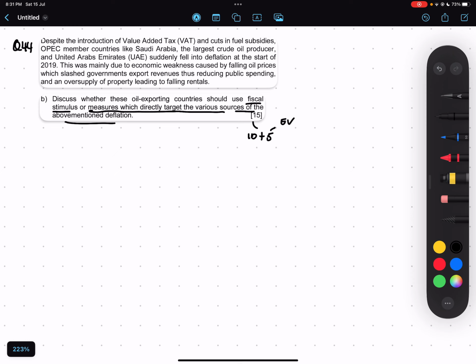5 is for evaluation. So just make sure that you can talk about maybe the limitations. And then also make sure you give a conclusion at the end about what you think. Yeah? Okay, so let's get on to the requirement. So requirement 1 would be that discuss whether oil exporting countries should use fiscal stimulus. So fiscal stimulus will be our requirement 1.